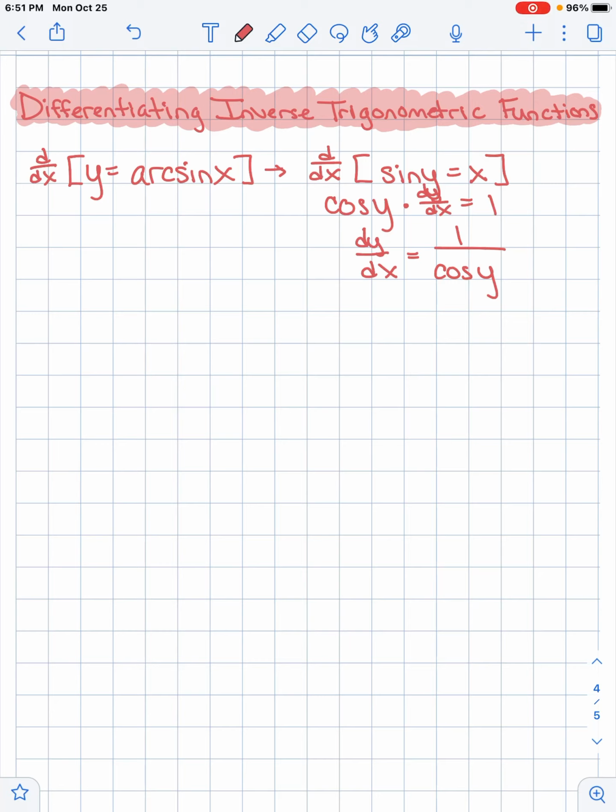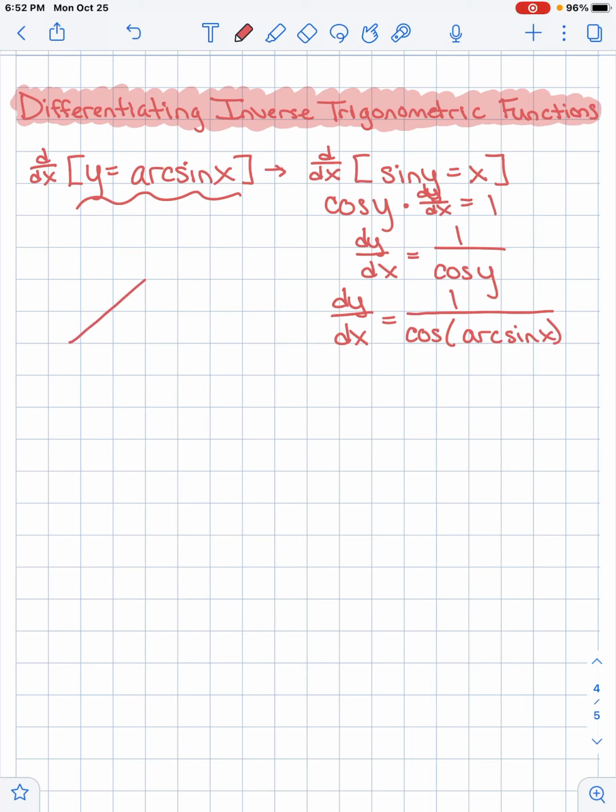But that doesn't really help us because we have y in our answer still. We don't want to leave y in the answer, but what we do know is that y is equal to the arcsine of x. So let's do some rewriting. dy/dx equals 1 divided by the cosine of y, which is arcsine x. Okay, good so far, but I don't want you to leave it like that because you know how to find the cosine of the arcsine of x.